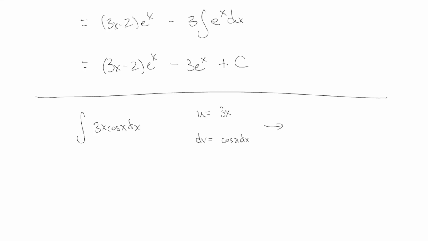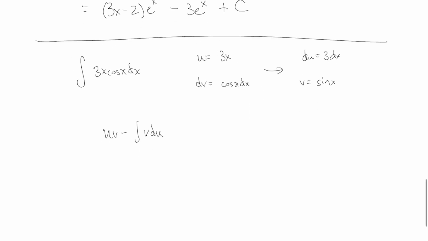Take the derivative to get du. That means du is 3 dx. And then v is the integral of cosine x, which is sine x. The antiderivative of cosine is sine x. Now we do the integration by parts formula: uv minus integral v du. We get 3x, that's the u, times v, which is sine x, minus integral sine x times du, which is 3 dx.